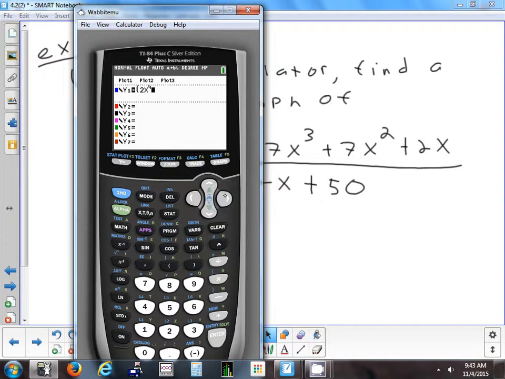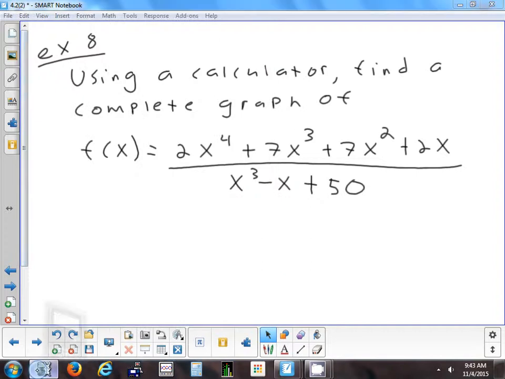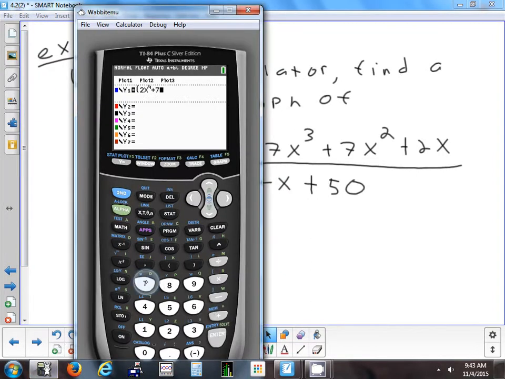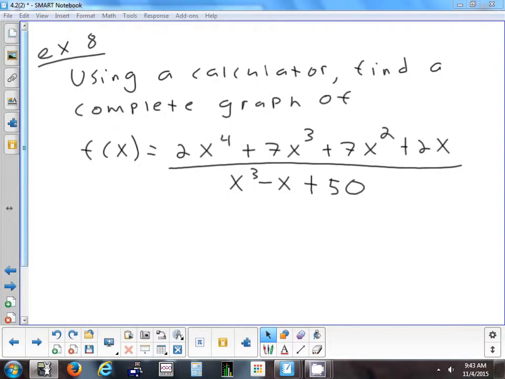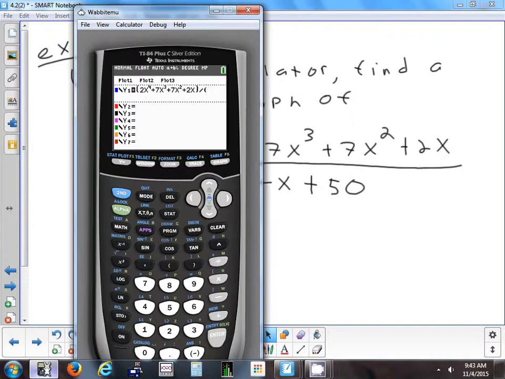Okay, so we get 2x to the 4th, 7x cubed, plus 7x squared, plus 2x. Okay, and divide by x cubed minus x plus 50. Okay, so what I'd be looking for on this one is for you to show me the window you used.